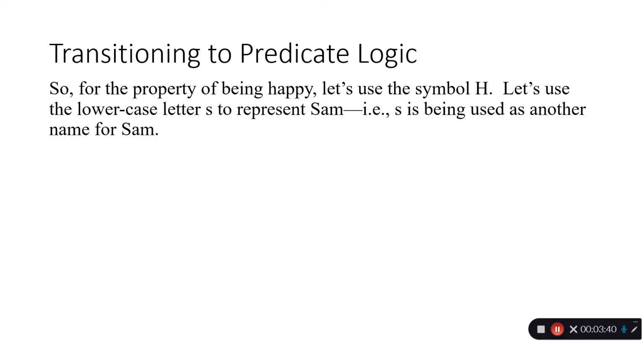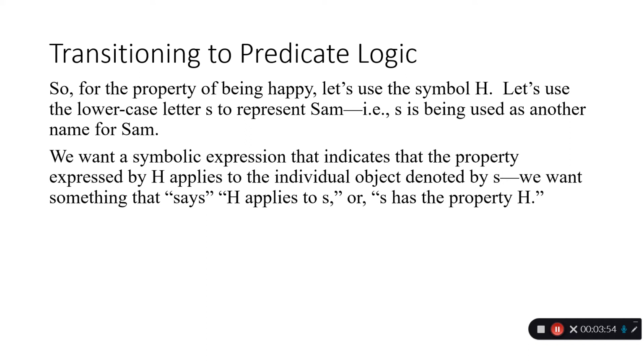So for the property of being happy, let's use the symbol capital H. And we can use the lowercase letter s to represent Sam. s is being used as another name for Sam. So we want a symbolic expression that shows that the property expressed by H applies to the individual object denoted by s. We want something that says, in effect, H applies to s, or s has the property H.